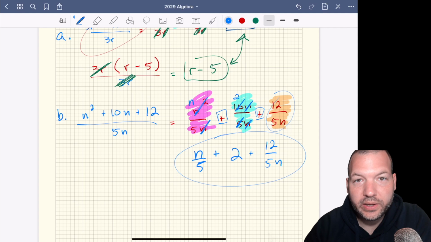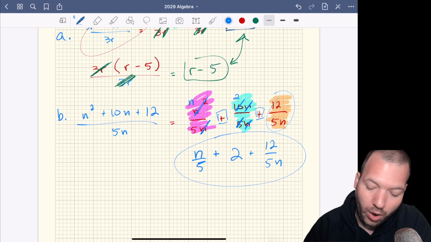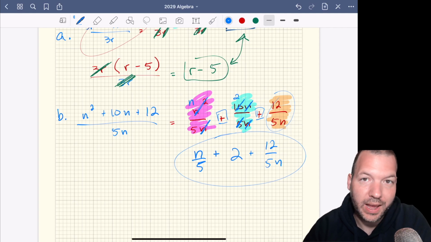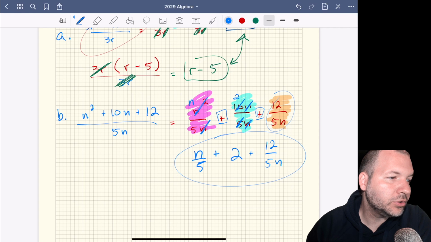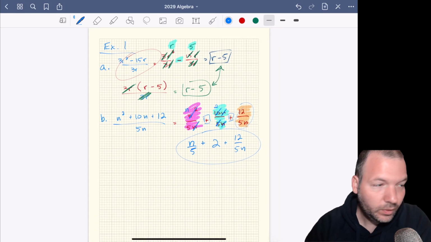Definitely not the kind of answer we would have gotten a couple days ago, and an answer we can only get because, in this case, we can't factor. We can only get this answer by doing the actual division. All right, so I'd like you to try this on your own. Take a moment and work out Check Your Progress 1A and 1B.